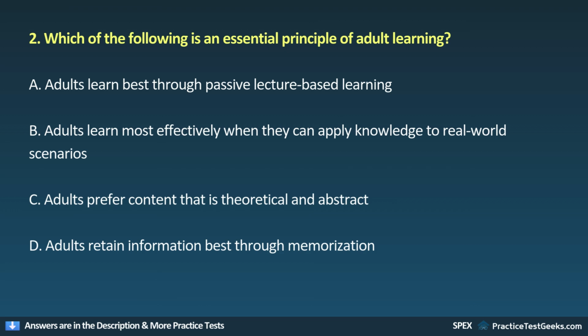2. Which of the following is an essential principle of adult learning? A. Adults learn best through passive, lecture-based learning. B. Adults learn most effectively when they can apply knowledge to real-world scenarios. C. Adults prefer content that is theoretical and abstract. D. Adults retain information best through memorization.